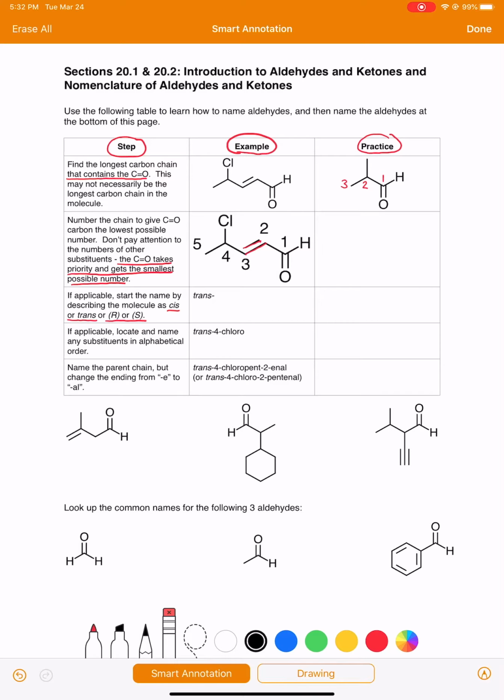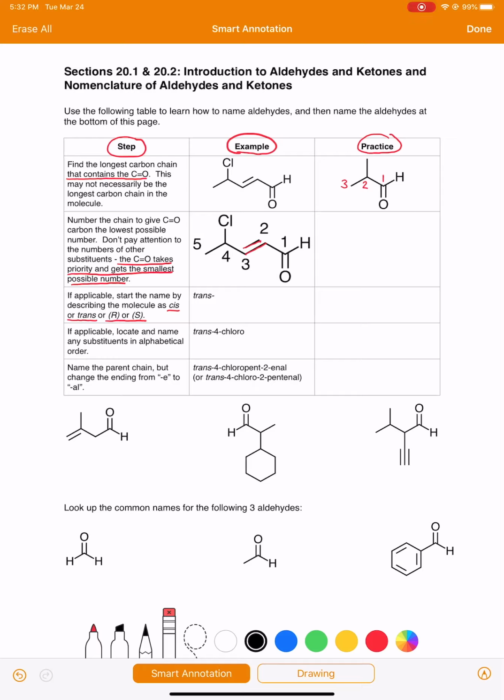Once we get the stereochemistry written down, our next job is to locate and name our substituents the way that we normally do. So we're going to alphabetize them. Our example molecule has a chlorine substituent on carbon number 4, so there's our 4-chloro. Our practice molecule over here has a substituent on carbon number 2, and that substituent is a methyl.